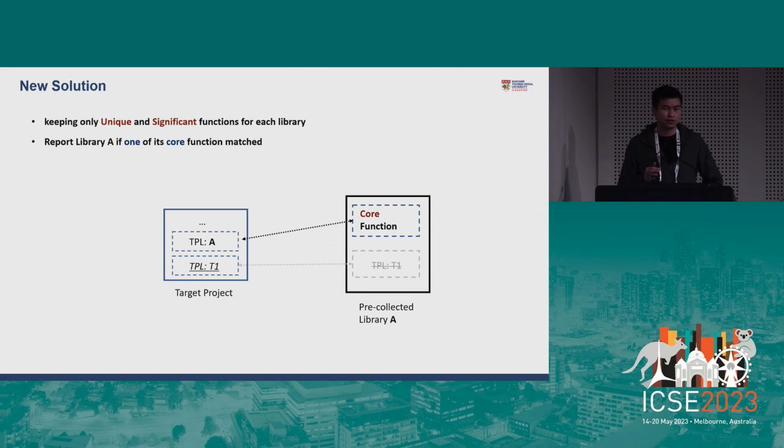Our assumption is that if we only keep the core functions from every library, by core function we mean the unique and significant functions for each library, and only one function is matched, we can directly report library A. In this way, we do not need any thresholds. Even for partially used cases where only 1% is copied, we can still detect them.